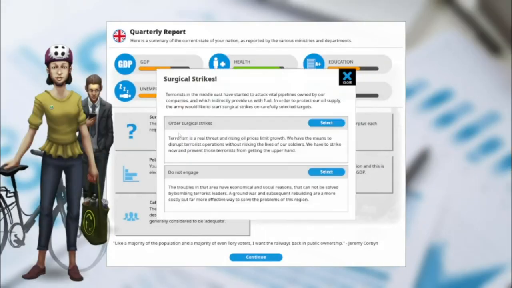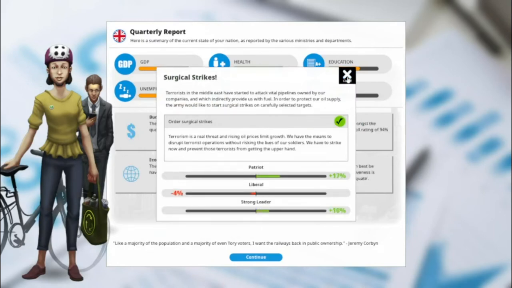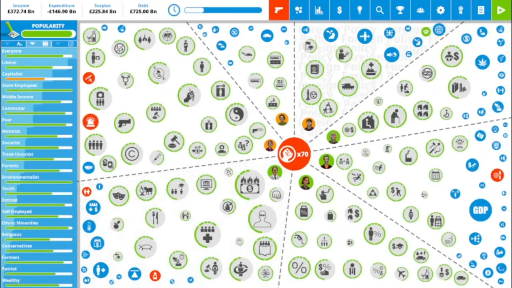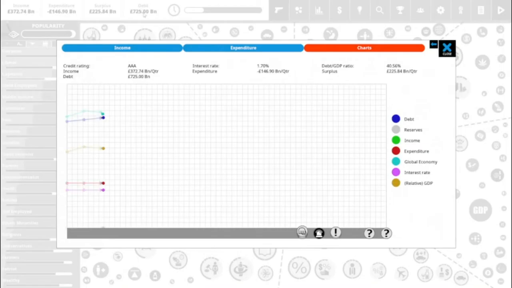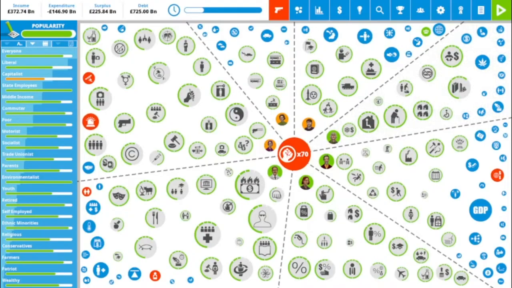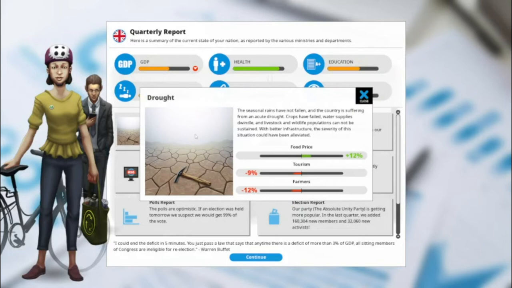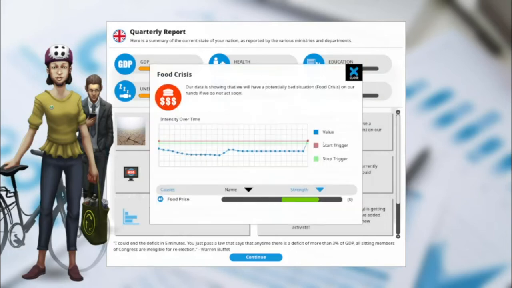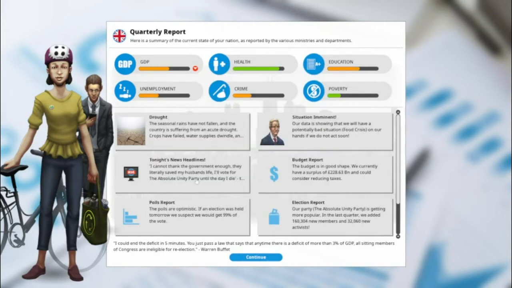And surgical strikes. Yeah, let's set the oil supply this time. Perfect. Strong lead at 94%. Okay, maybe it is going to work. Debt is now in the 725 billion. This is great. Drought has hit us. Food crisis is imminent because of the price of food.